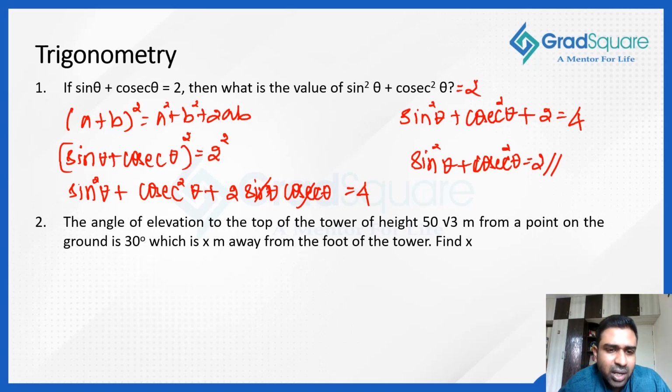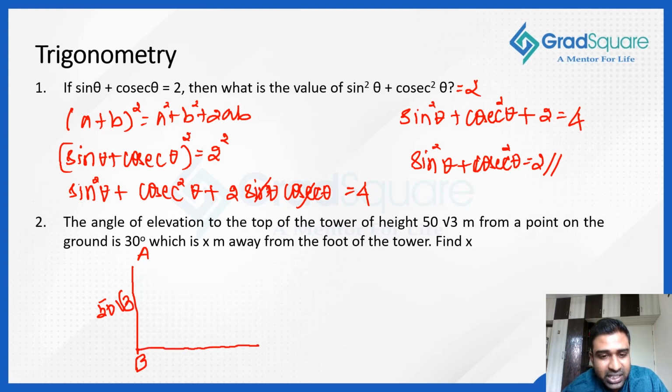Next comes a question from heights and distance. The angle of elevation to the top of a tower of height 50 root 3 meters. So we have a tower, I am going to name it as AB, and the height of the tower is given as 50 root 3 meter. And from a point on the ground the angle of elevation is 30 degree, which is x meter away from the foot of the tower. So there is a point which is at a distance of x meter from the foot of the tower, and the angle of elevation to the top of the tower from this point is 30 degree is the question.